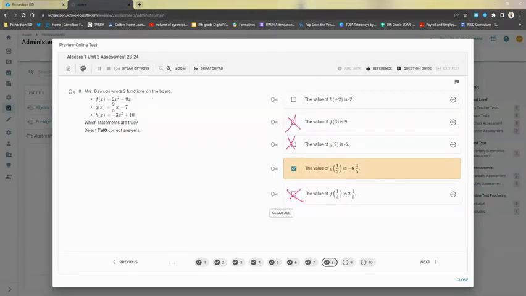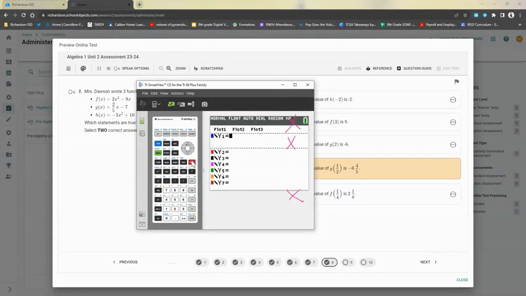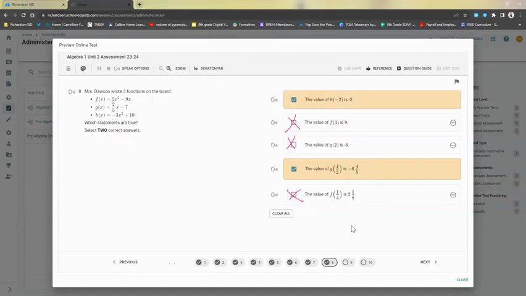All right, I'm going to get my thing up here again, and I'm going to do h. And h looks like this: negative 3x squared plus 10. Then we do second window, negative 2, then second graph. And that does equal negative 2, so that would be the answer.